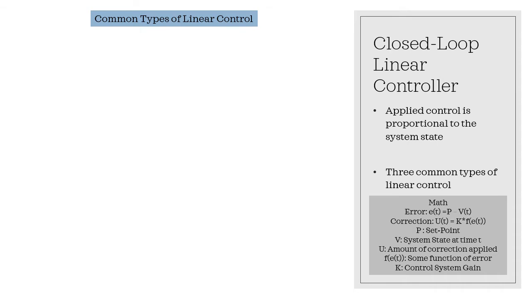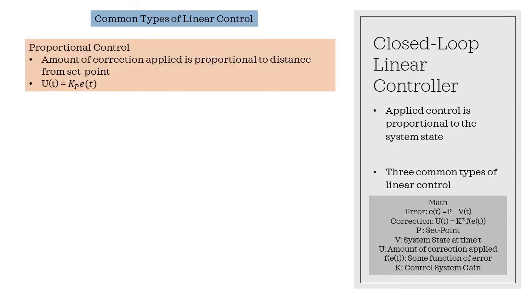And then the correction applied by our system has two parts. The first is the gain, which is often denoted by k, which is just a simple multiple. And then the second part is some function of the error. And this function is going to vary depending on what kind of proportional system we're looking at. What kinds are there? Well, the first one is a direct proportional control.